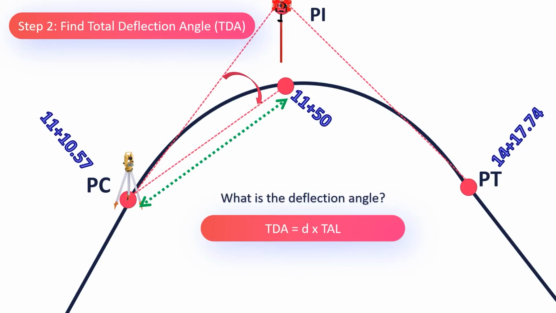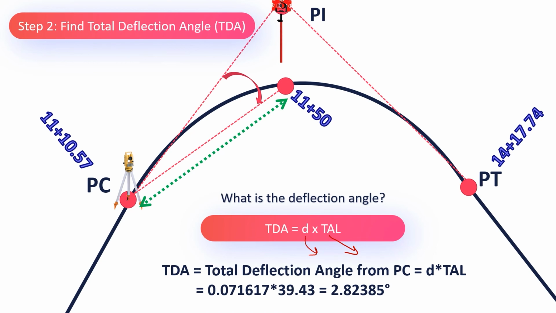After you have found this D, and we calculated this TAL, now just plug in the numbers. The TDA, or the total deflection angle from PC, is given by D times TAL. Our deflection angle is this, and our TAL is this. If you multiply these two numbers, you get 2.82385 degrees. This is the deflection angle. So the value of this angle is 2.82385 degrees.